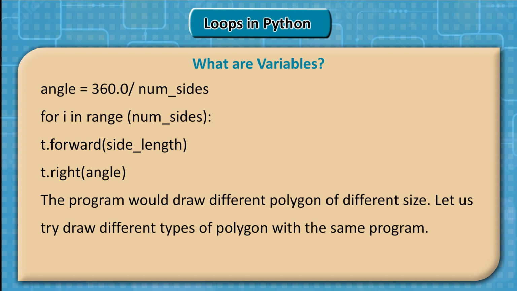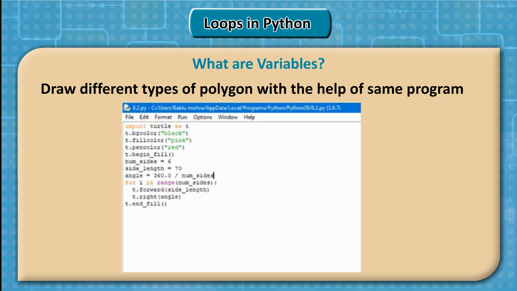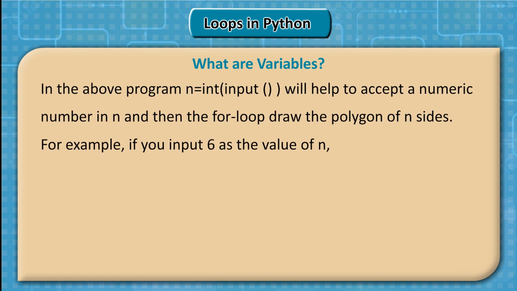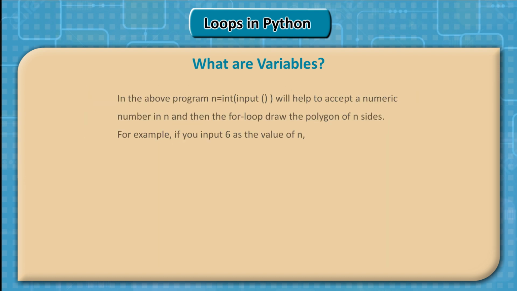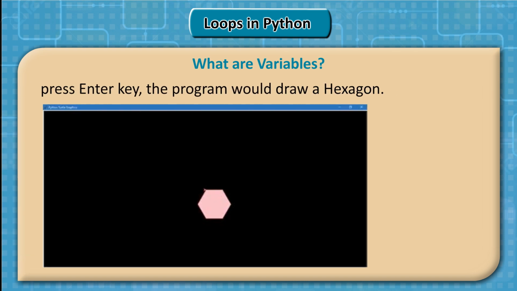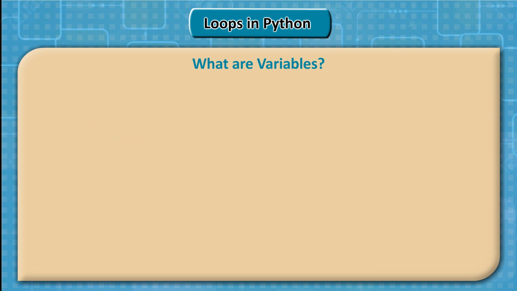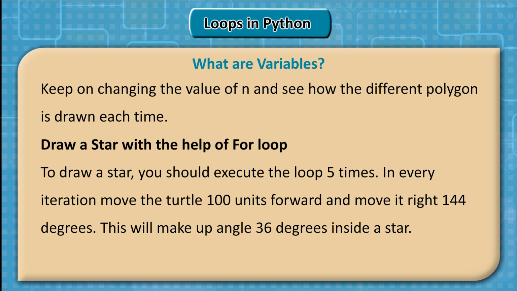Let us try to draw different types of polygon with the same program. In the above program, the input will help to accept a numeric number in n, and then the for loop draws the polygon of n sides. For example, if you input 6 as the value of n and press the enter key, the program would draw a hexagon. Keep on changing the value of n and see how a different polygon is drawn each time.